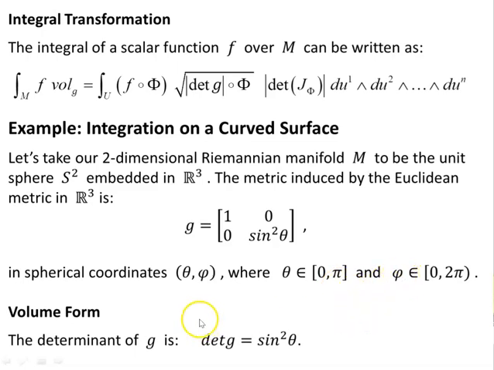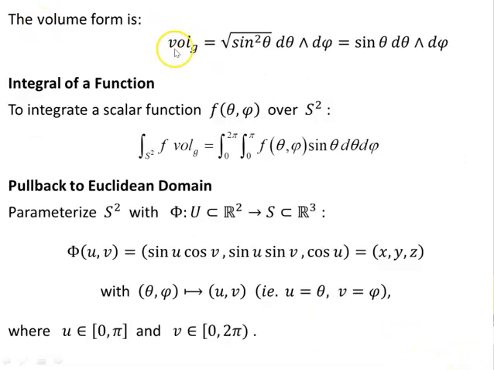Now the volume form: the determinant of G, det G, is just sine squared theta. Right, that's the determinant. And then the volume form is the square root of the determinant, if you remember. So the square root of sine squared theta, d theta wedge d phi, which is sine theta d theta wedge d phi. Now that's on M, okay?